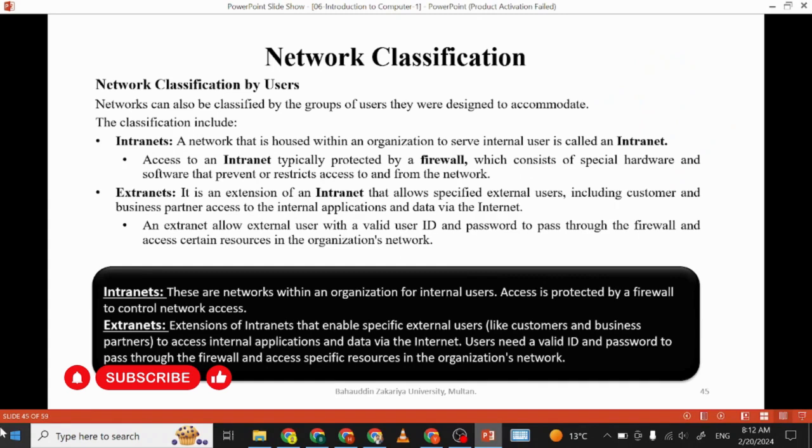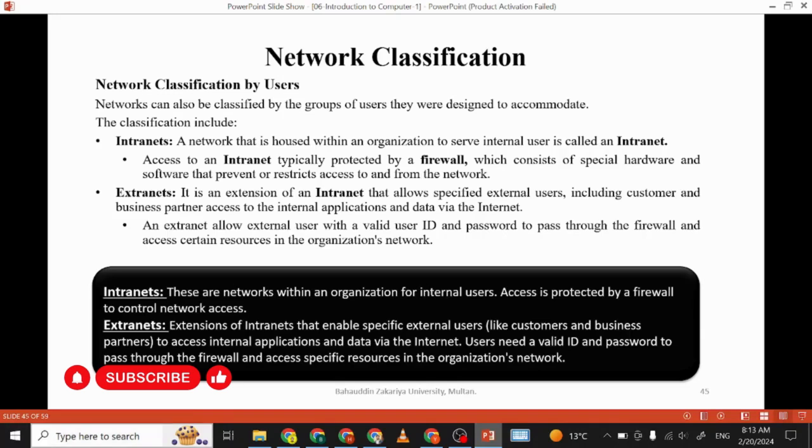Networks can also be classified by the groups of users they were designed to accommodate. The classifications include intranets. A network that is housed within an organization to serve internal users is called an intranet.